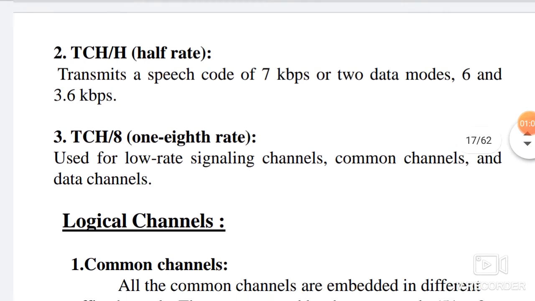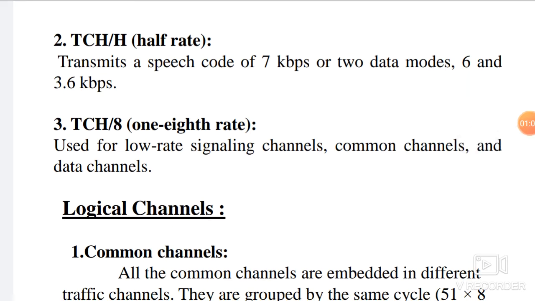The second one is TCH/H. H represents your half rate, so the transmission rate will be half of your full rate. It maintains the speech code of 7 kbps or two data modes. Those data modes are 6 and 3.6 kbps. And the third one is TCH/8, which is 1/8 of the rate. It is used for low rate signaling channels, common channels and data channels.